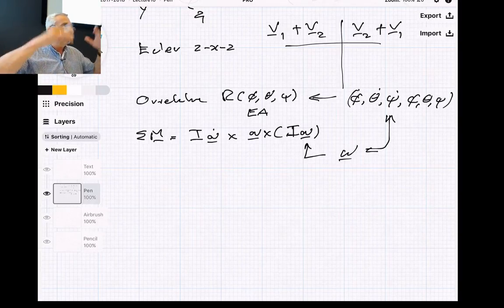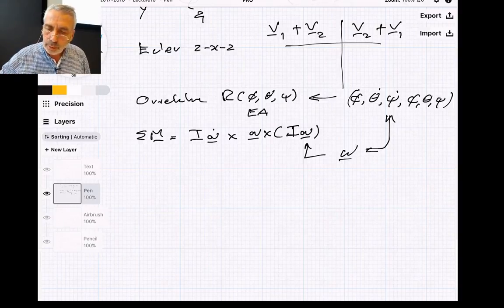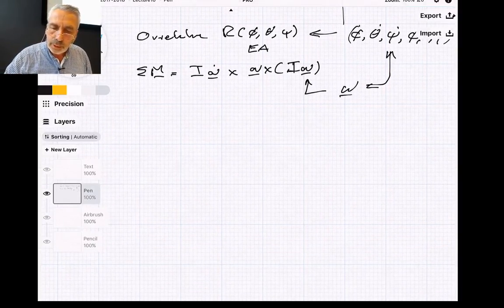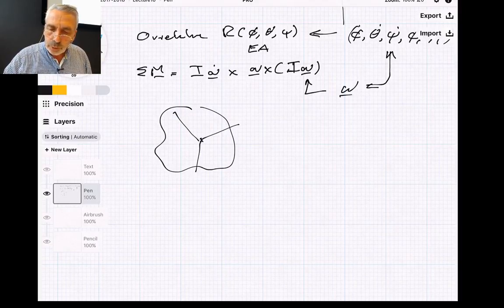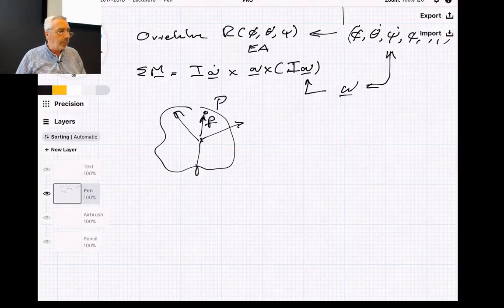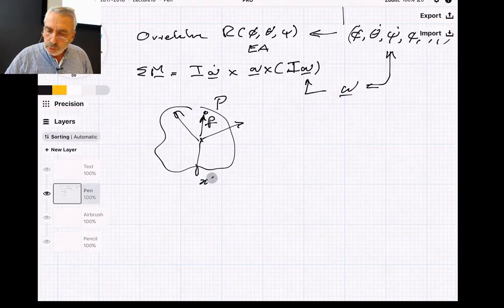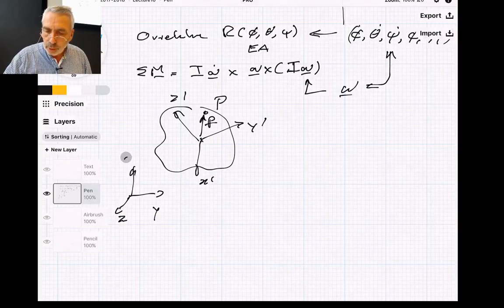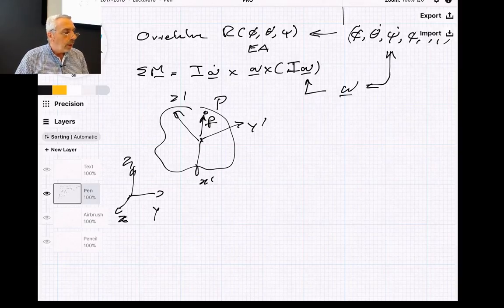So we have to step back to our basic thing, and our basic thing is we have a rigid body, and within that rigid body we have this coordinate system, and we have within that body a point P denoted by a vector p. We have nice coordinates, x prime, y prime, z prime, and we have a reference system x, y and z.